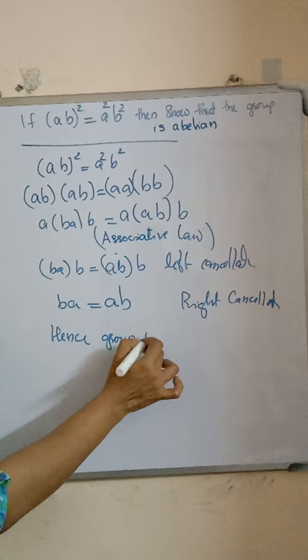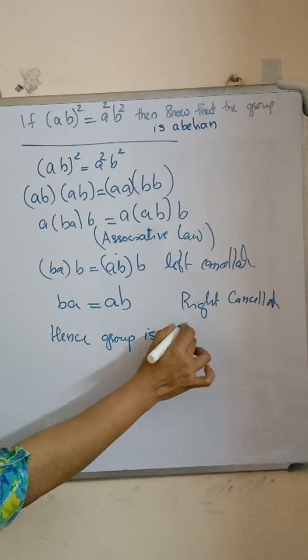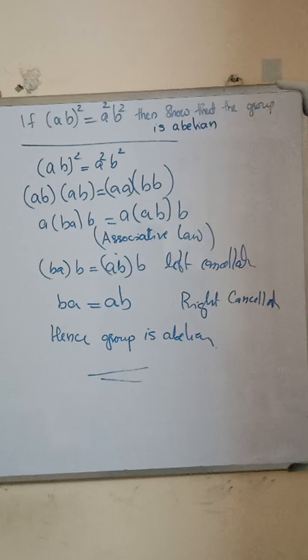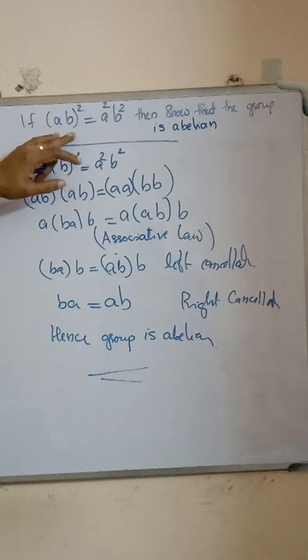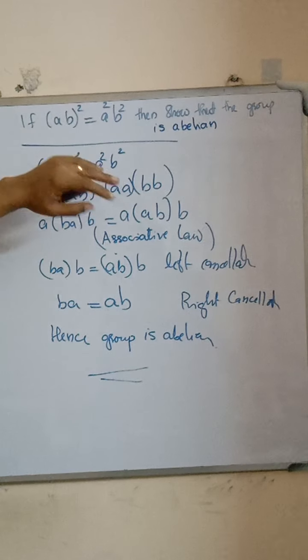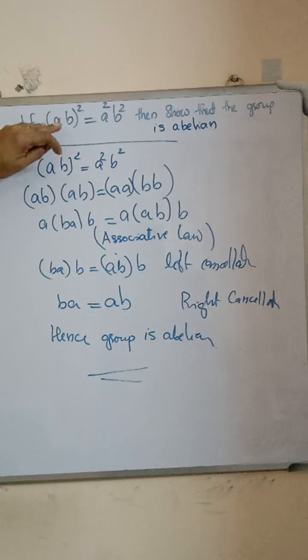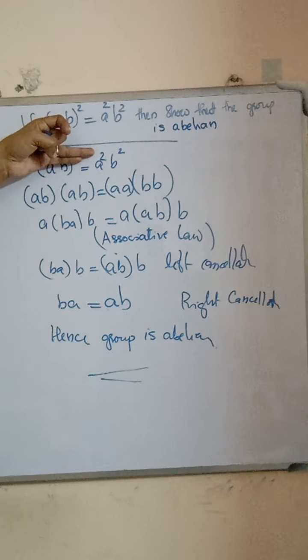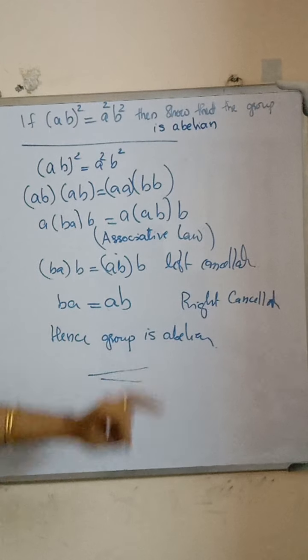That is, if (AB) square equals A square B square. If it is a non-abelian group, (AB) square is only AB into AB. Here it is abelian, so (AB) square is equal to A square into B square. If (AB) whole square is equal to A square into B square, then that group is abelian.